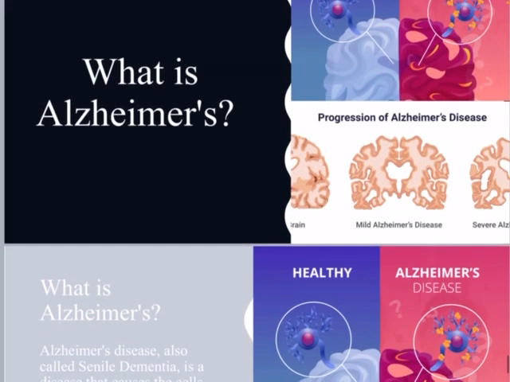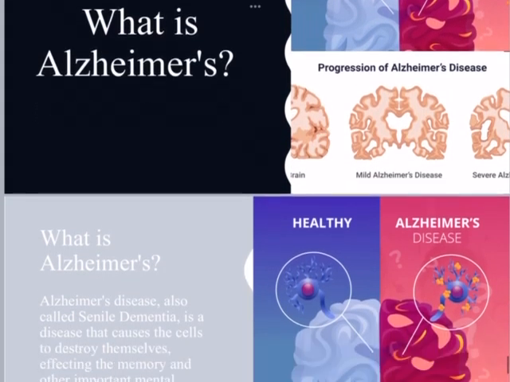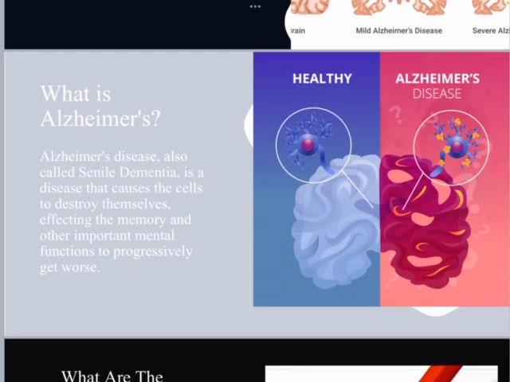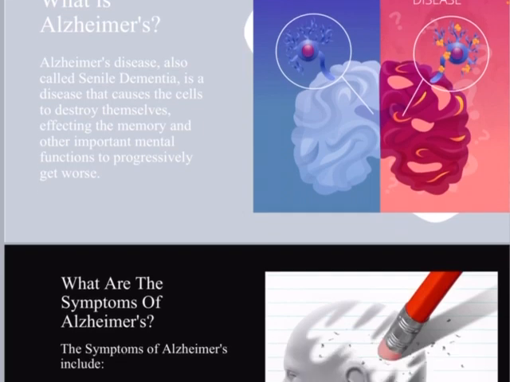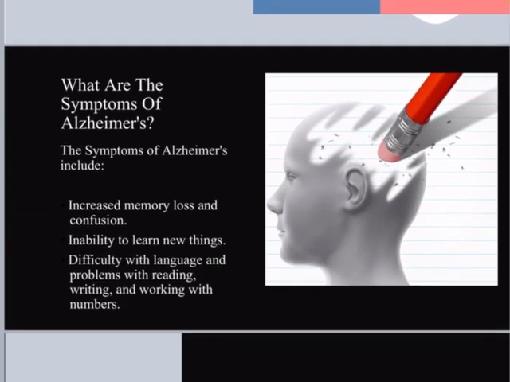Alzheimer's. What is Alzheimer's? Alzheimer's disease, also called senile dementia, is a disease that causes the cells to destroy themselves, affecting the memory and other important mental functions to progressively get worse. The symptoms of Alzheimer's include increased memory loss and confusion, inability to learn new things, difficulty with language, and problems with reading, writing, and working with numbers.